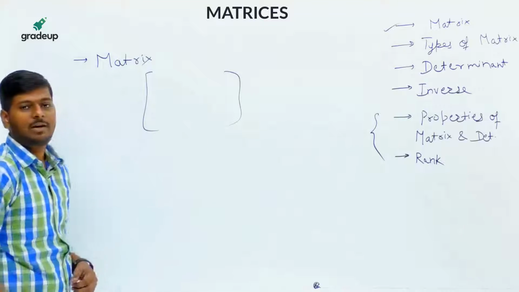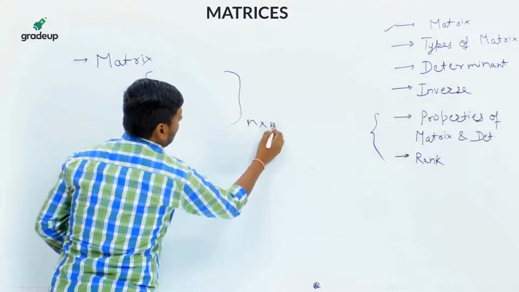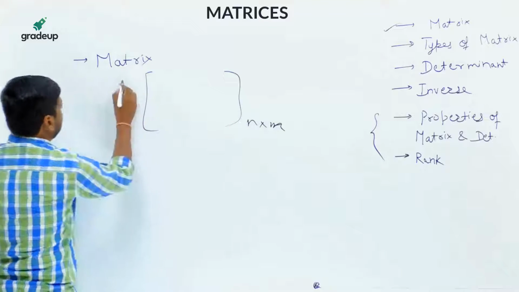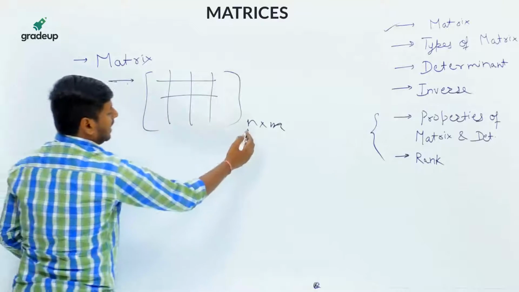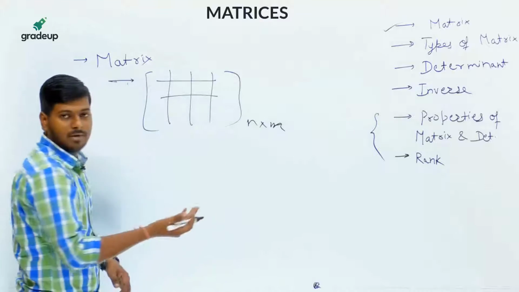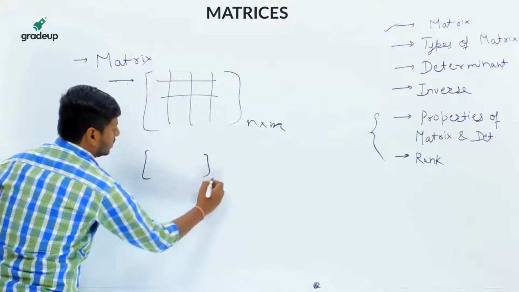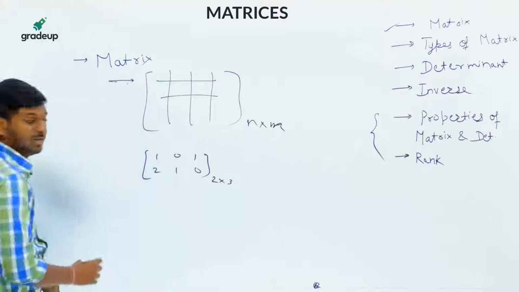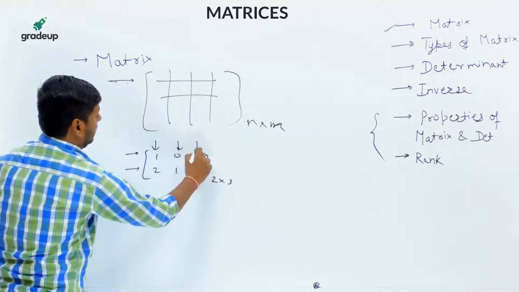See, it is an arrangement of elements in a row and column manner. Suppose this is a matrix of n cross m, where n is the number of rows and m is the number of columns. Row is this and columns are this. So the total number of elements in a matrix will be n into m, that is mn. Suppose we take an example of a 2 cross 3 matrix: 1 0 1, 2 1 0. So there are 2 rows in this matrix and there are 3 columns in this matrix.